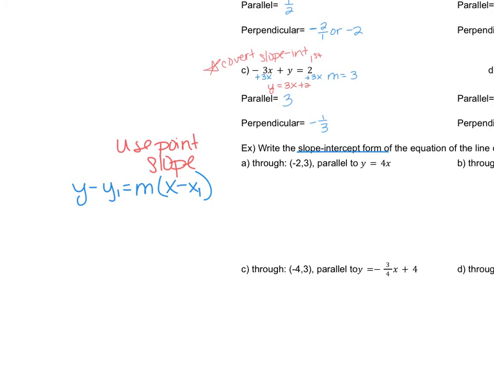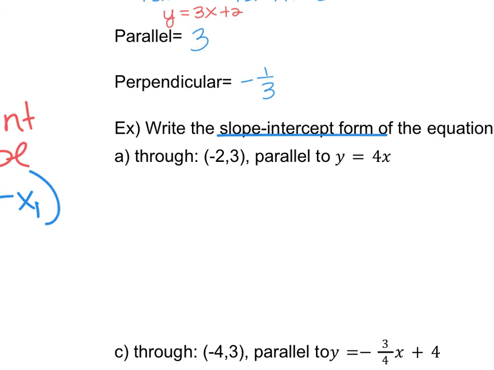Okay, so we need the slope that is parallel to this other line. So that means my slope is going to be 4, right? Okay, so now we're ready to just plug it into slope or point slope formula. So this is x1, this is y1. So I would have y minus my y1, which is 3, equals my slope, which is 4, parentheses, x minus my x1, which is -2, close parentheses.